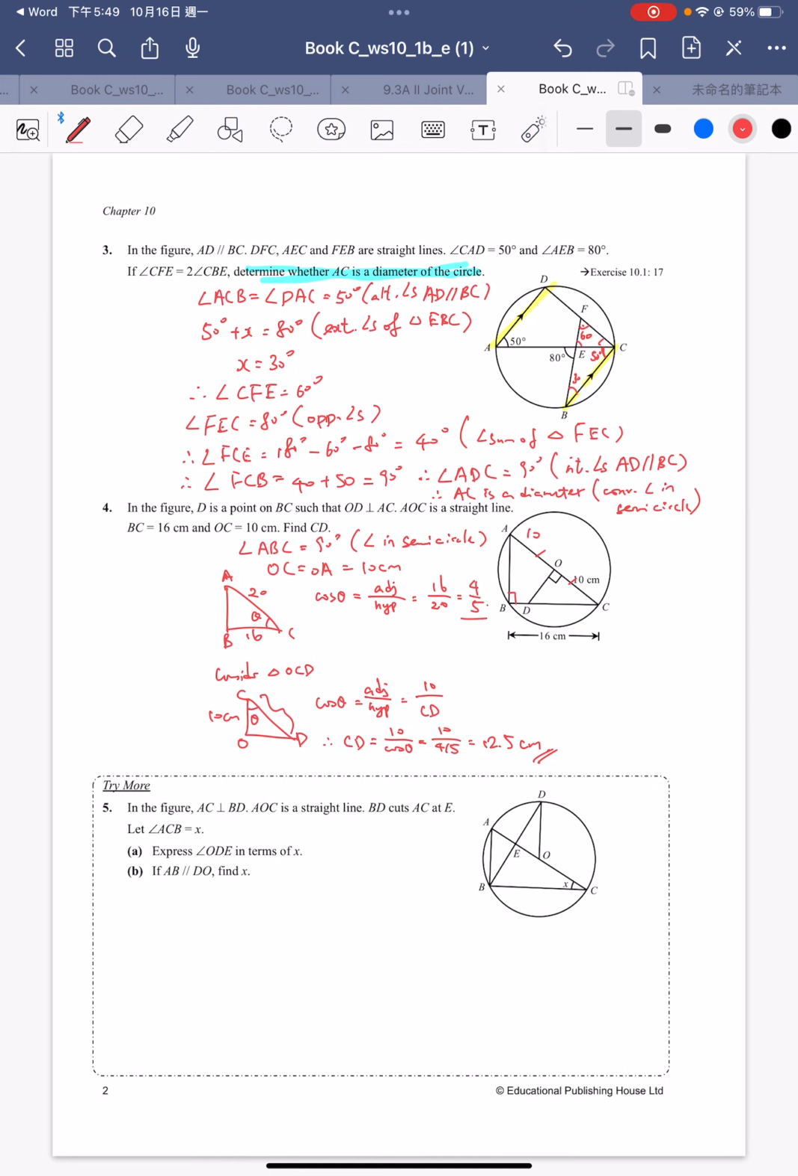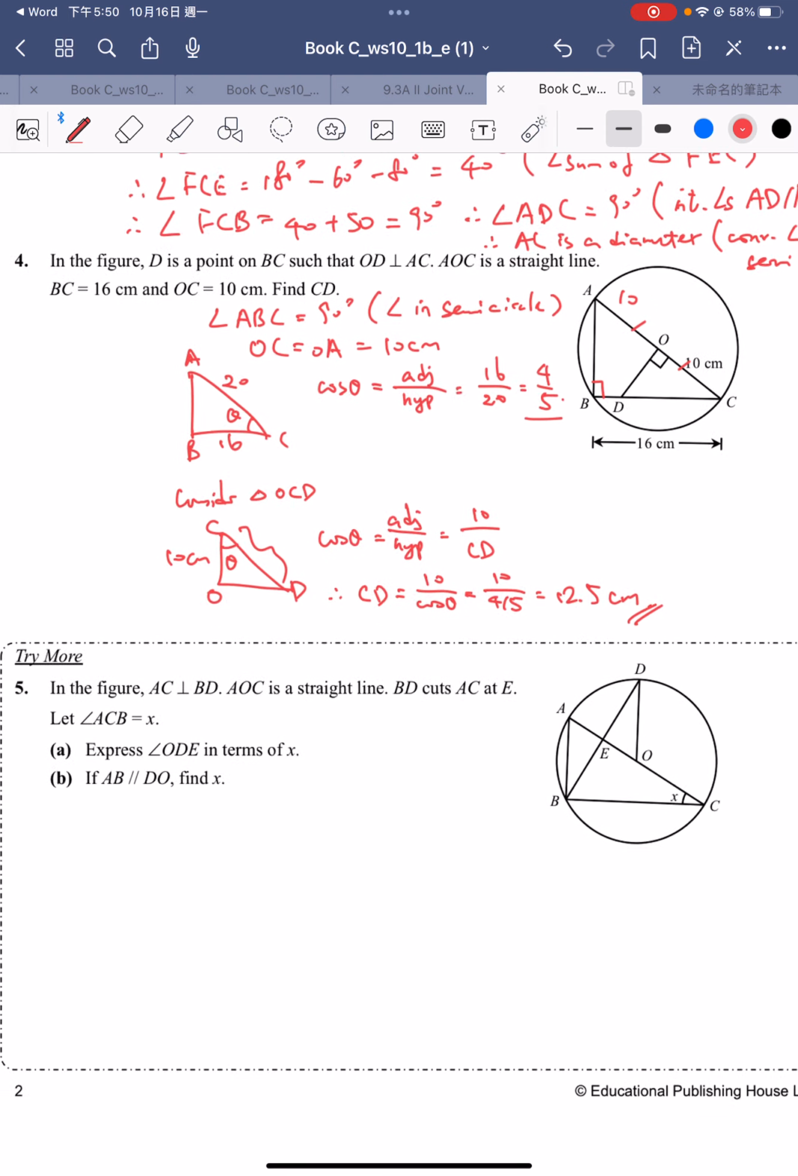So isn't it very easy? If you understand the concept of cosine theta, then it's actually easy. So you can see the circle theorem is not only using the theory that you learned before, you can actually combine it with other trigonometry identities or some trigonometry stuff as well.